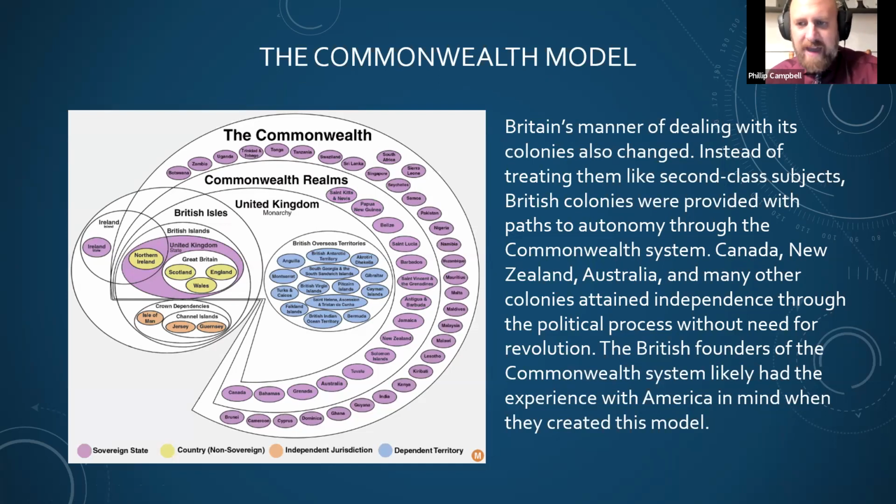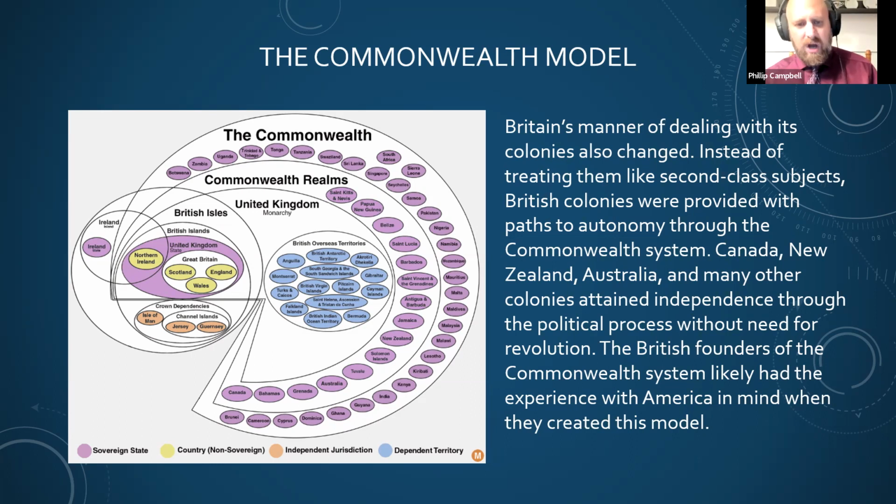So Britain's manner of dealing with its colonies also changed. Instead of treating the colonies like second-class subjects, the British colonies from here on were provided with paths to autonomy through what is called the Commonwealth system, what we have today. Canada, New Zealand, Australia, and many of the other smaller colonies attained independence through the political process without the need for violent revolution.